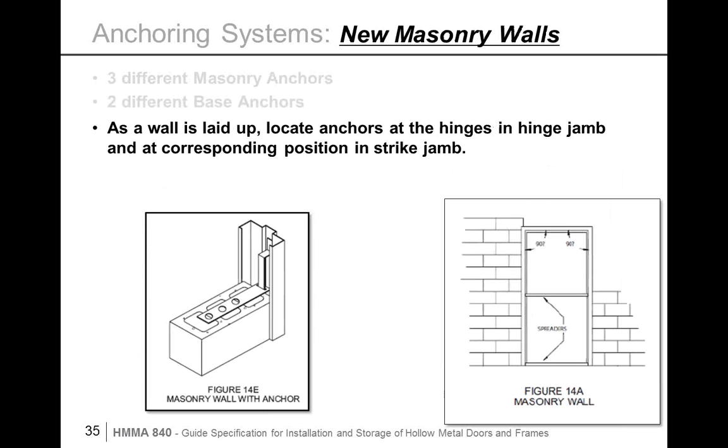Now, the anchors, whether it's the wire, the UL strap as shown here, or the T anchor, they're laid into the wall construction as the wall is being laid up. And it'll go depending on the courses of block. And so as the block is being laid up, the mid-height spreader is adjusted and leveling is always checked.